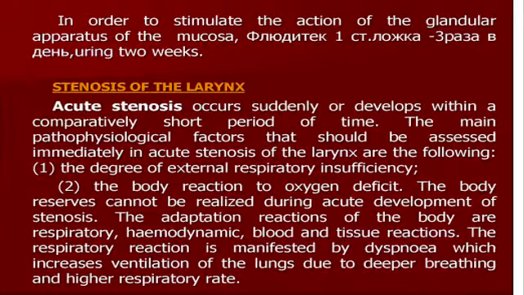Now about the stenosis of the larynx. The acute stenosis occurs suddenly or develops within a comparatively short period of time. The main pathophysiological factors that should be assessed immediately in acute stenosis of the larynx are the following: the degree of external respiratory insufficiency and the body reaction to oxygen deficit. The body resource cannot be realized during acute development of stenosis. The adaptation reactions of the body are respiratory, hemodynamic, blood, and tissue reactions.